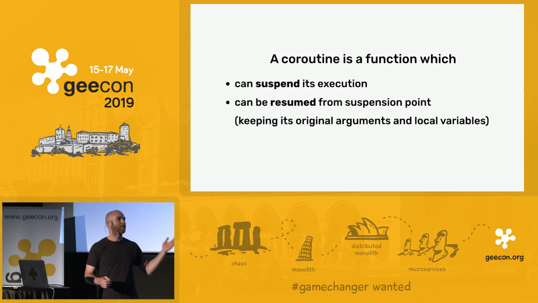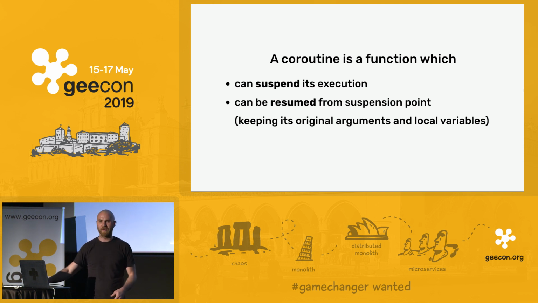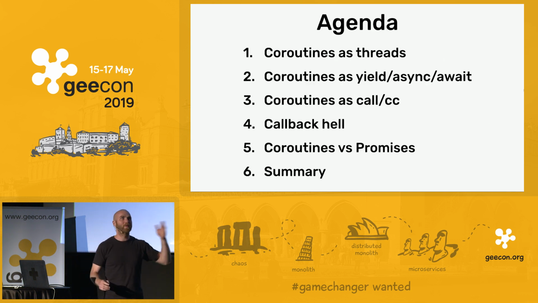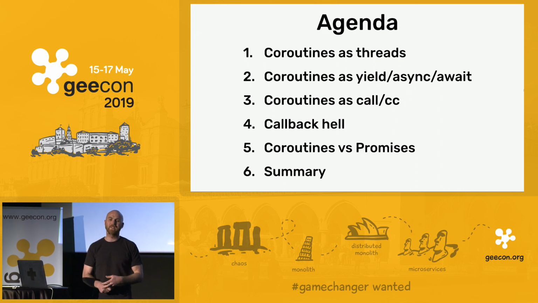So there is no standard definition of coroutines. Here is a simple explanation. A coroutine is a function which can suspend its execution and can be resumed from the suspension point, keeping its original arguments and local variables. It will be more clear, I hope, later. So here is the agenda. We will look at 3 flavors of coroutines: as threads, yield and async await, and coroutines with current continuation, which is called CC. And then callback hell and coroutines versus promises.